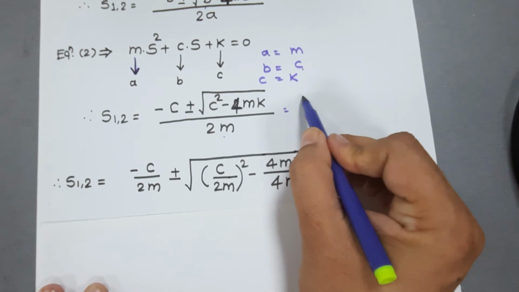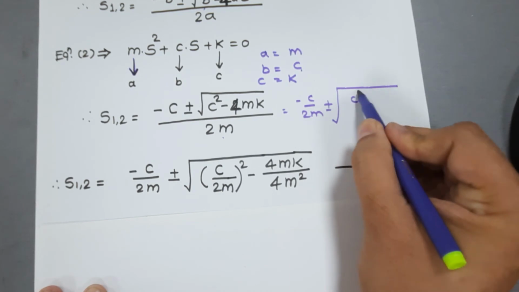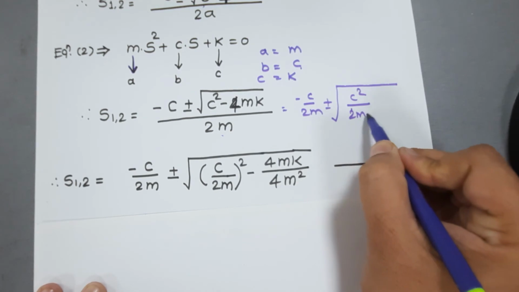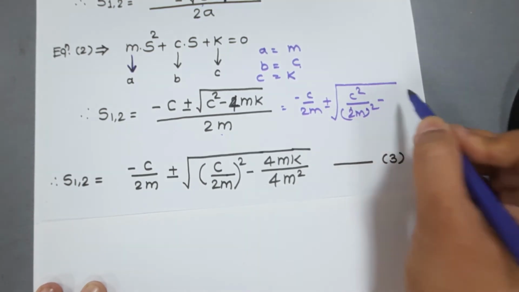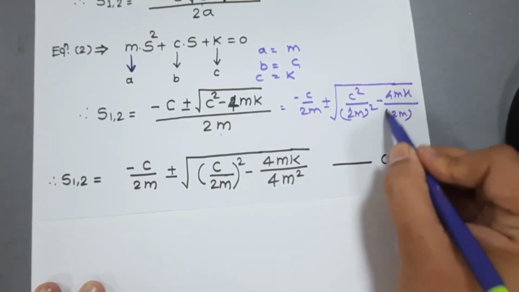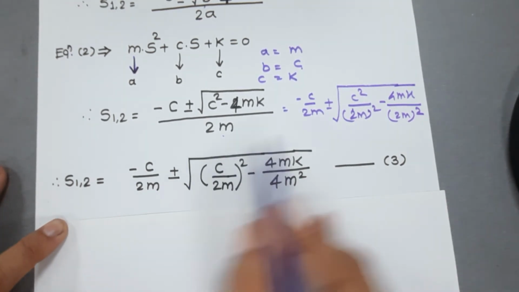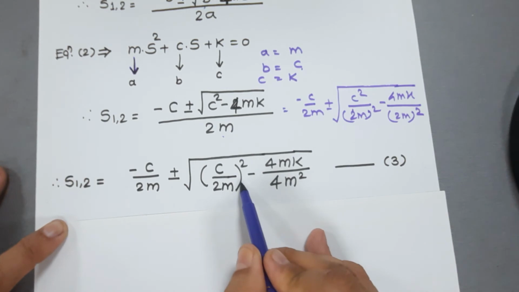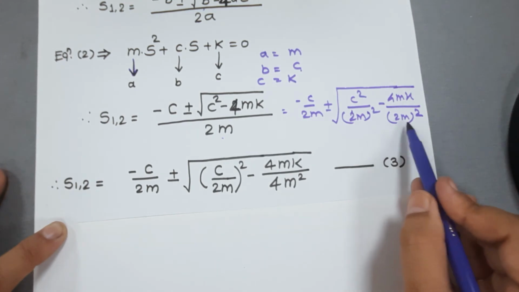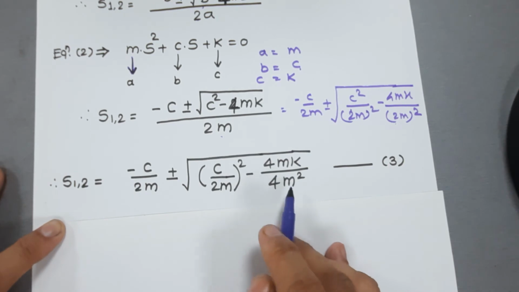If we put it inside, it will be minus c upon 2m plus minus the square root of c square divided by 2m, and the 2m goes inside the square root, so it becomes 2m square, minus 4mk as it is. So now this term I have taken here: minus c upon 2m plus minus the square root of c square divided by 2m bracket square. Since the whole term is squared, minus 4mk divided by 2m square, which is 4m square. So this is equation number 3.